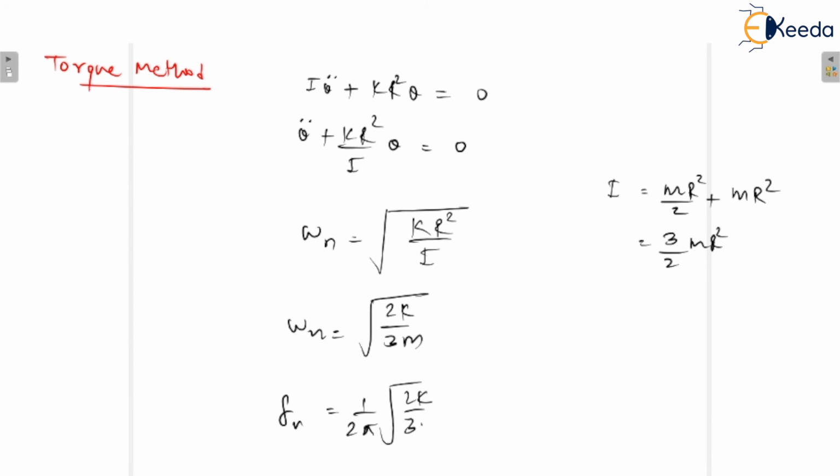You can see that this is a simple procedure and there is no time consumption in the torque method. That's why we generally use the torque method in examinations, because it takes less time to solve the questions. We just need to write down the equations by giving a small angular displacement to the system. Okay, so I hope you understand the procedure.